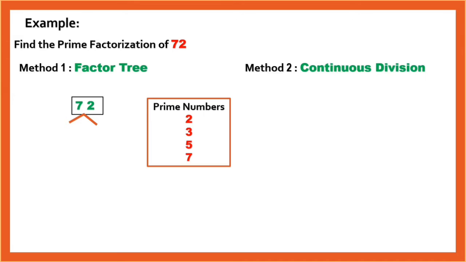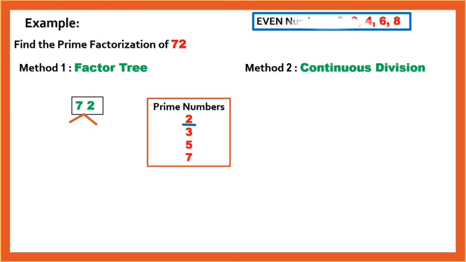So, tandaan na ginagamit natin ang prime number na 2 kapag ang given number ay even number. Even numbers are numbers that end in 0, 2, 4, 6, and 8. Okay, since si 72 ay even number, so si prime number 2 kaagad ang isusulat natin sa isang branch as one of the factor of 72. So, susulat ko na dito yung 2.